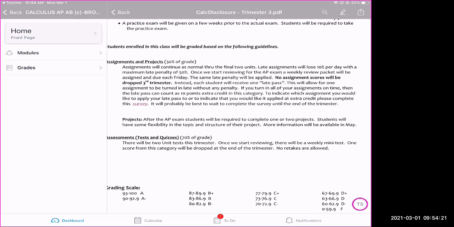So you can have one late pass. The best thing to do is to wait until the end of the try to decide which late assignment to apply it to. You don't want to apply it to today's assignment, which is only worth 20 points. Even if you turn that in late, you're out 10 points. If you turn in a packet late, then you could be out like 75 points, right? So it's probably best just to hold on to that until the end of the try, and then at the end of the try, you'll let me know which one it will be.